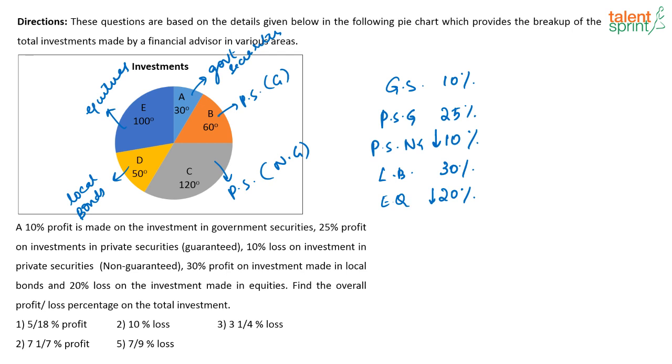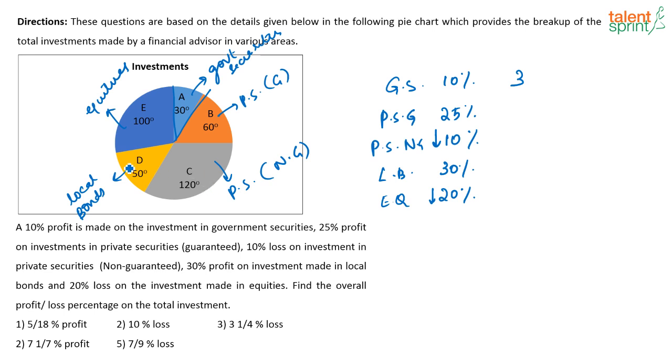So how will you approach this question? If you look at government securities, where is government securities? This one is government securities. It constitutes 30 degrees of the investment. Out of this 30 degrees, there is a 10% profit, or 3, correct? 3 degrees is the profit. Let us just assume, don't even think as degree, assume that the total investment is 360. Out of this 360, 30 belongs to the government sector. So out of this 30, 10% is the profit. How much is that? 3. So the profit is 3.